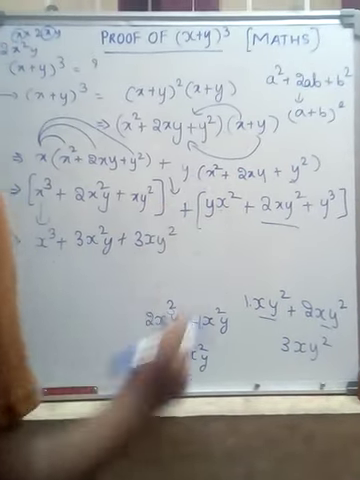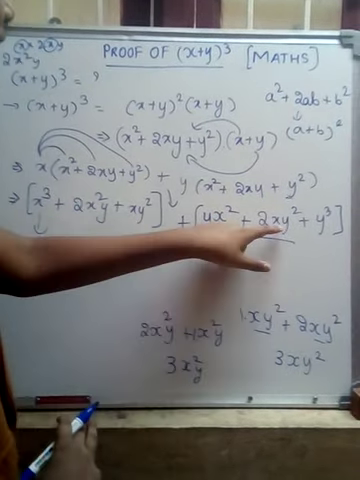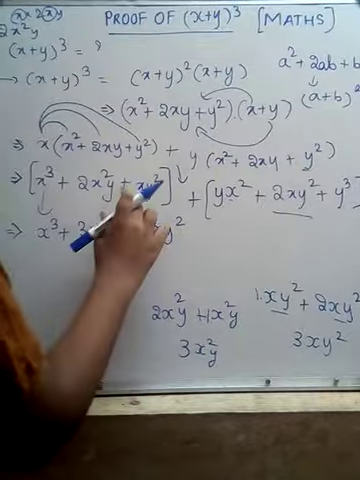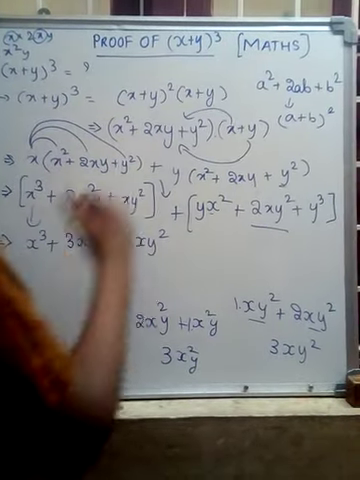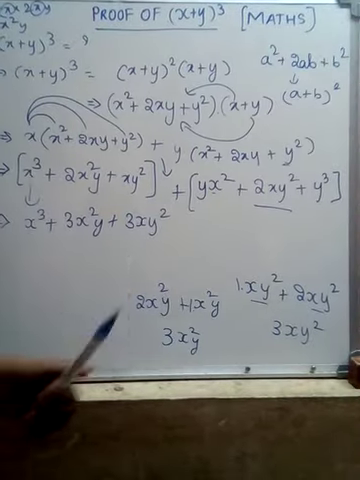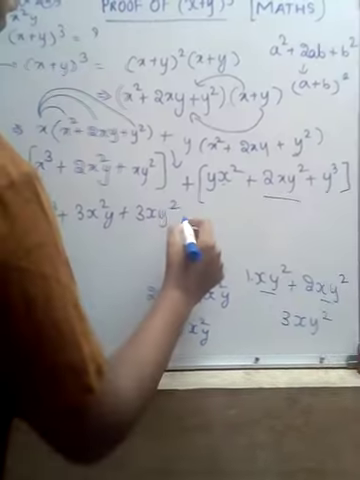And last, this 2x square y and x square y has completed. Xy square and 2xy square also completed here. And the last remaining is y cube. There is no other y cube to add, so write it as it is, y cube.